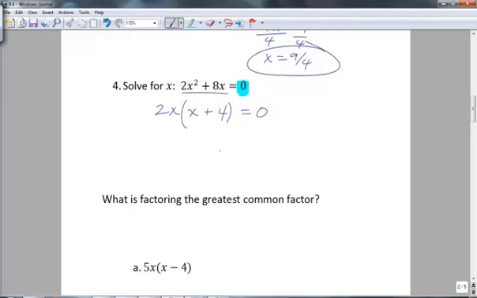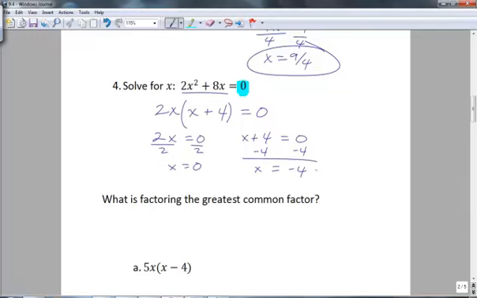So what I can do now is set each factor equal to 0 using the zero product property. So I'd say 2x equals 0, x plus 4 equals 0. I'd then divide by 2 and get 0, and then subtract 4 from both sides. My other answer would be x equals -4. Now, if you didn't quite pick that up, that's okay. We'll come back to it.